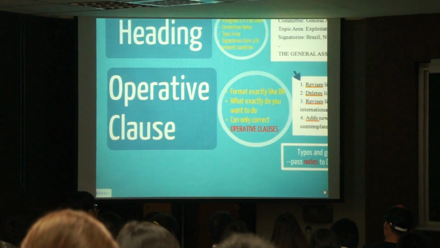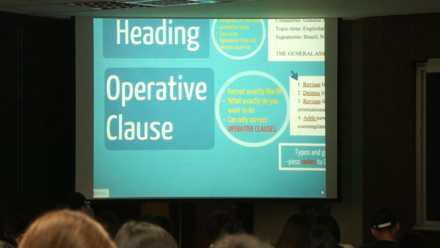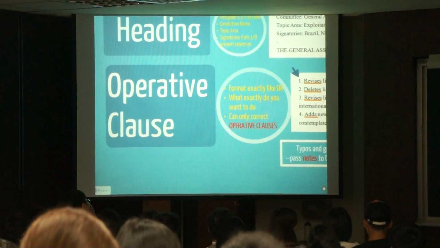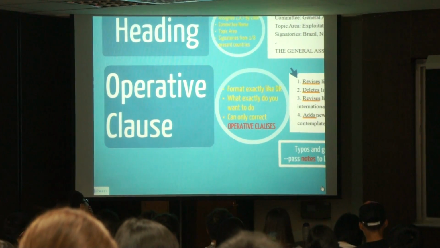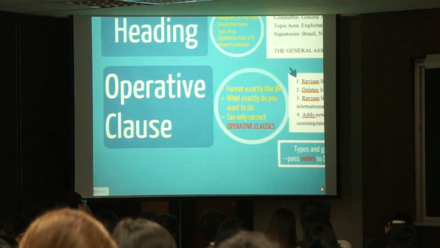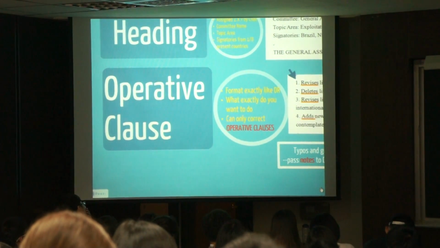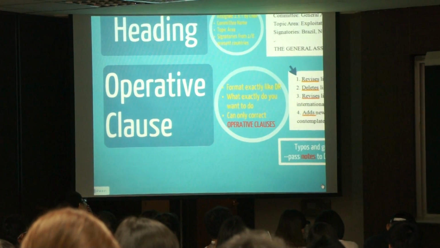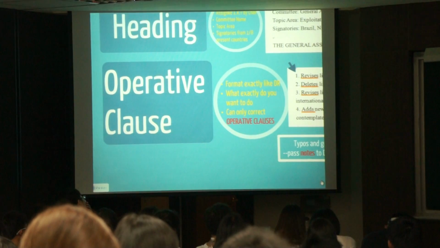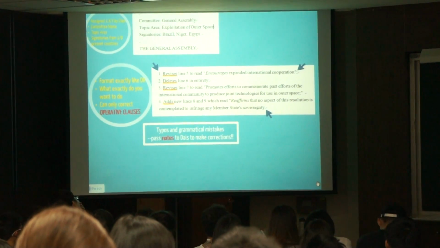And for operative clauses, the format is exactly like a DR, which is verb plus S. But in operative clauses, it has to specify what exactly you want to do with the DR. What do you want to revise? But also one noteworthy point is that an amendment can only correct operative clauses. You cannot change anything in preamble clauses because there is no use changing preamble clauses, because they have no actual effect, right? So you can only change operative clauses.